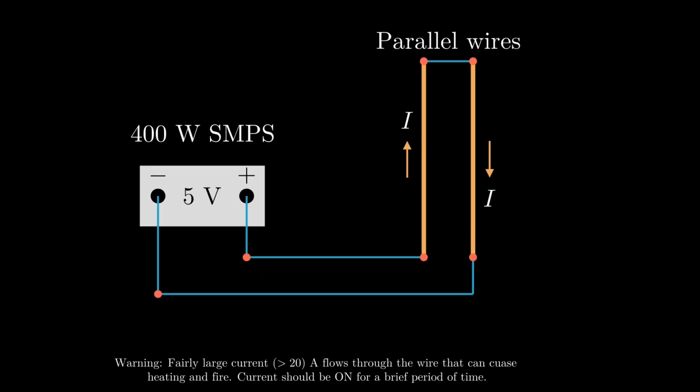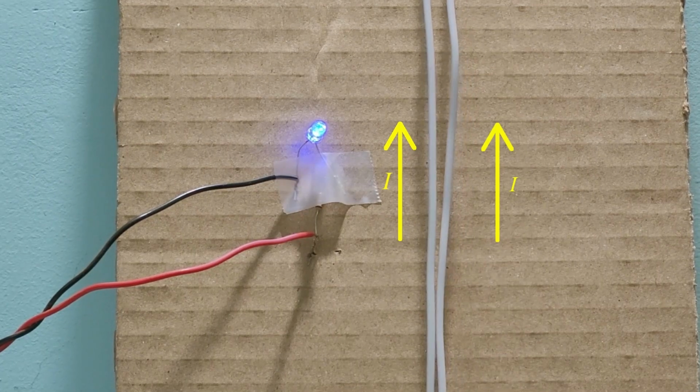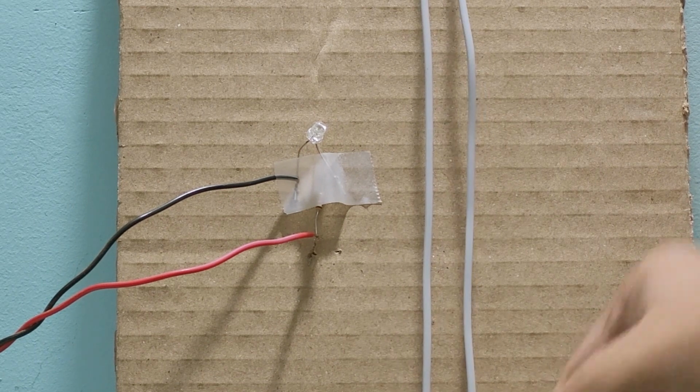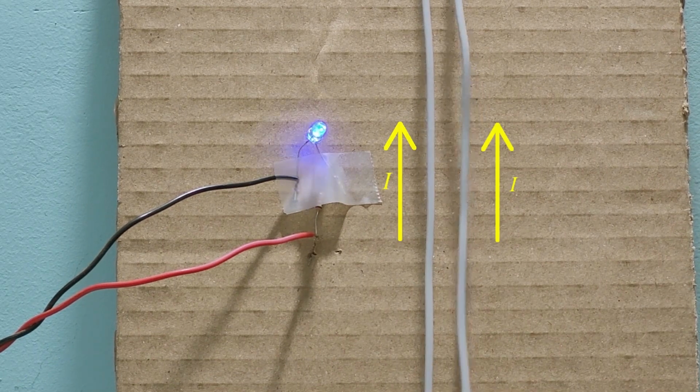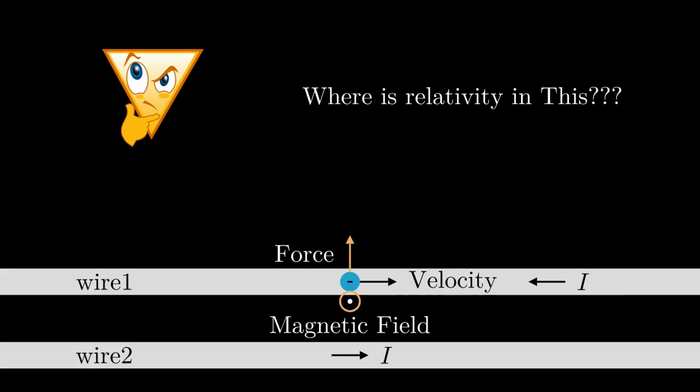On the other hand, if the directions of current in the two segments are made the same by changing the wire configuration, as shown in the schematic, the segments come towards each other. It means they feel an attractive force when the current is on. As we may already know, these experiments are a demonstration of the Lorentz force that the moving electrons in one wire experience due to the magnetic field created by current in the other wire. So where is relativity in these?